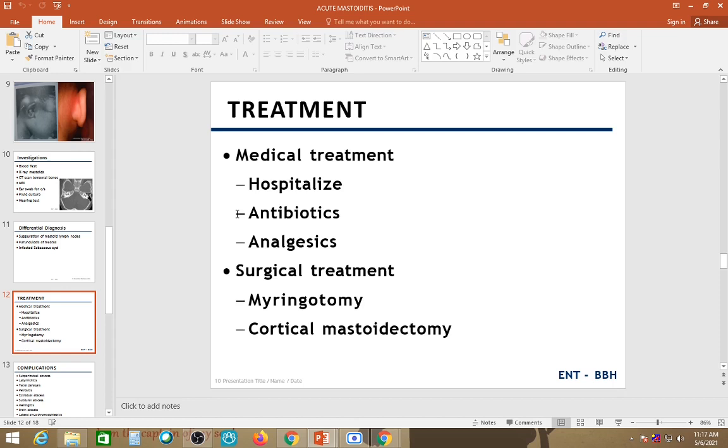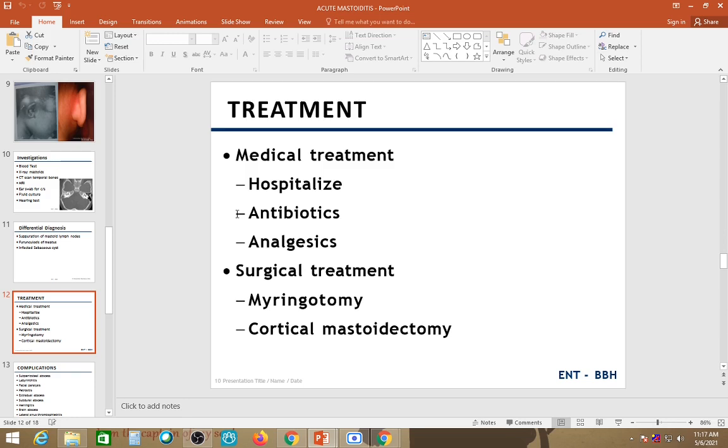The treatment: what are the treatment modalities other than the investigation part? This is the medical, pharmacological treatment, we can say. First of all, patients are hospitalized according to the severity of the condition, whether mild, moderate or severe. We need to hospitalize the patients to continue the antibiotics as well as analgesics to prevent further complications. Then the surgical treatment, myringotomy and cortical mastoidectomy, we can do.